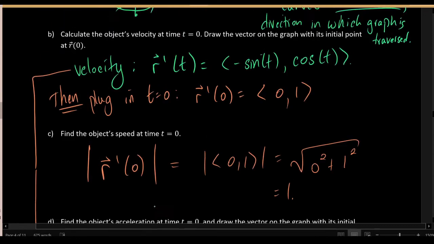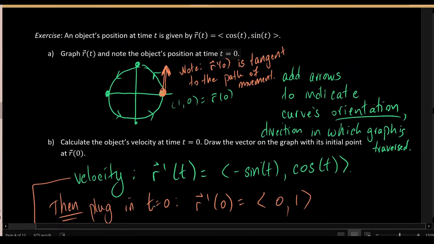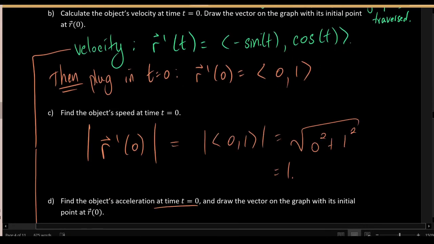Now notice that if we actually graph the acceleration vector, if I draw it with its initial point at the position of the object, then the acceleration vector is pointing straight in toward the origin. It's pointing in toward the center of the circle. That's not actually a coincidence.